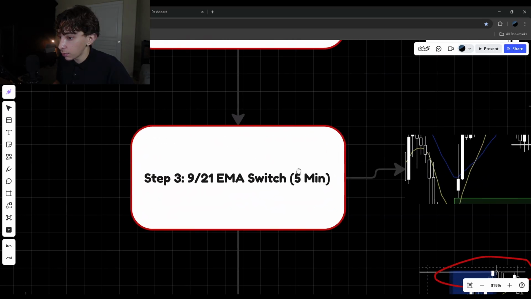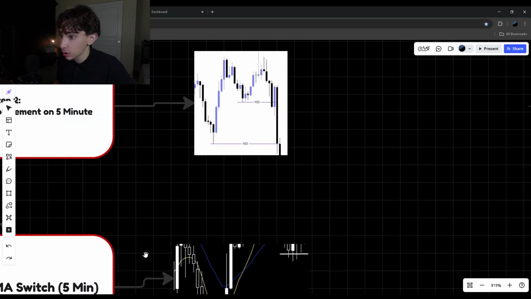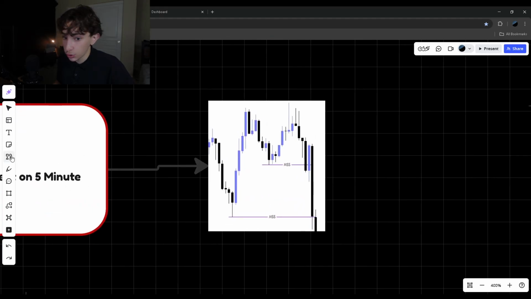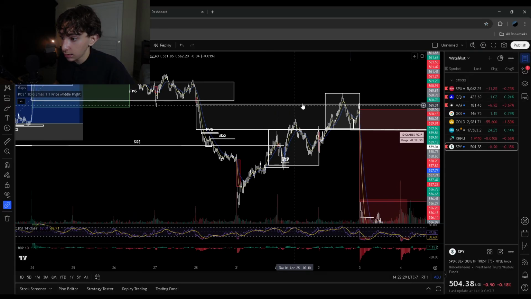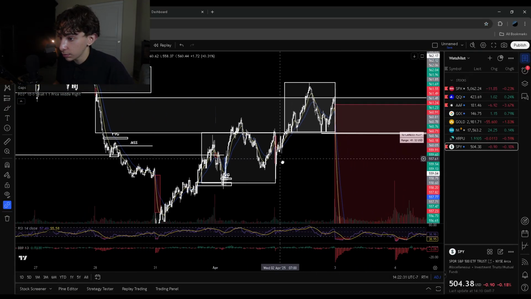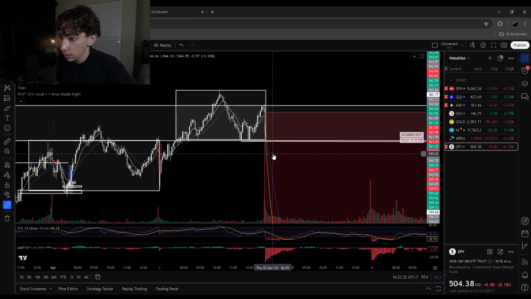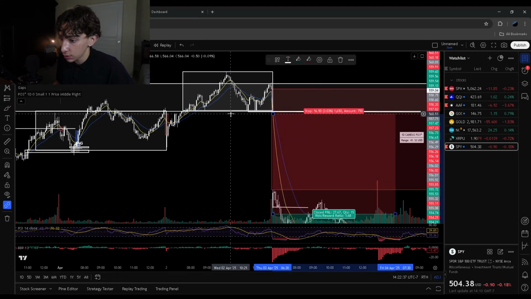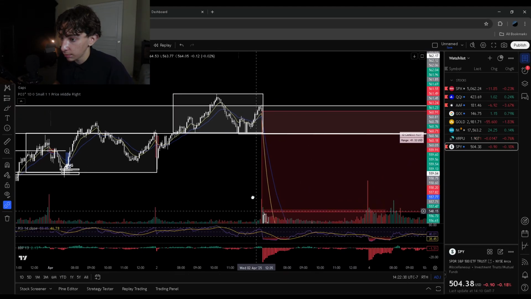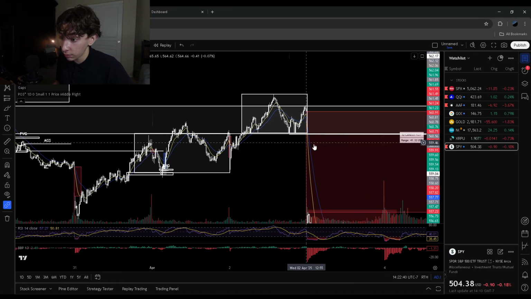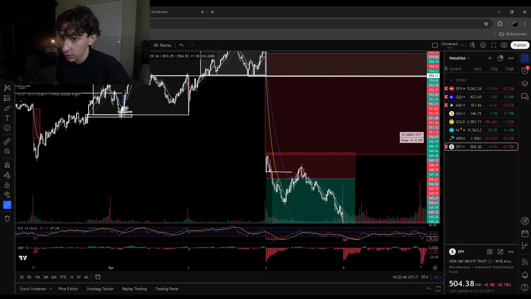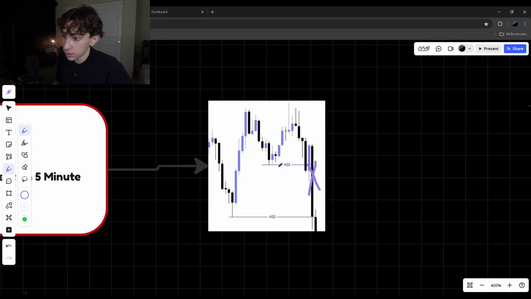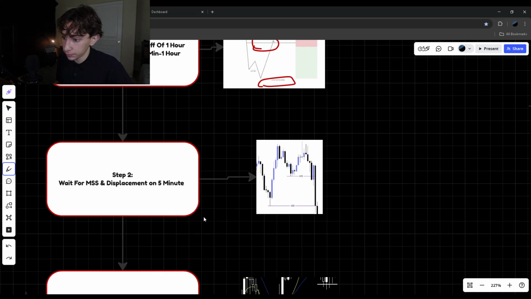Third thing that I look for is 9 to 21 EMA switch. So let's say we have a market structure shift like right here. Then I'm waiting for an EMA switch. And I'll show you guys that right here actually. For example, this is a good example. Or this is a good example. What happens here? This is an entry that I took right here. But like confirmation, I followed every single one of the rules. One of the rules is 9 21 EMA switch. We had that right here on the 5-minute chart. And it's one of the reasons, one of my confluences to enter the trade.